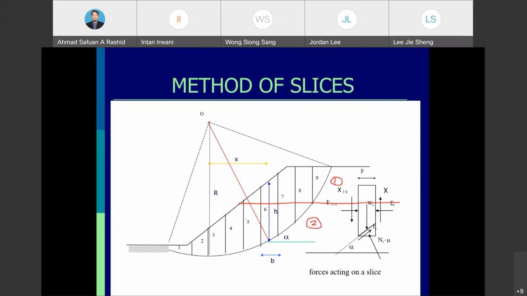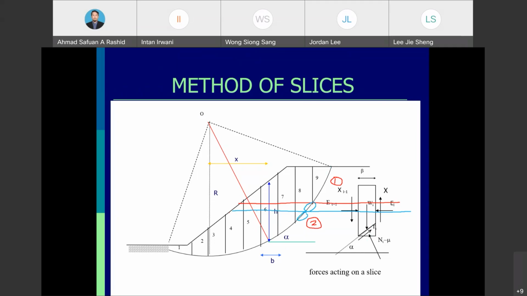For example, if there are layers of soil and slice number 8 covers a portion of soil number 1 and the other portion of soil number 2, we need to make sure that the base of the failure surface only covers one type of soil.